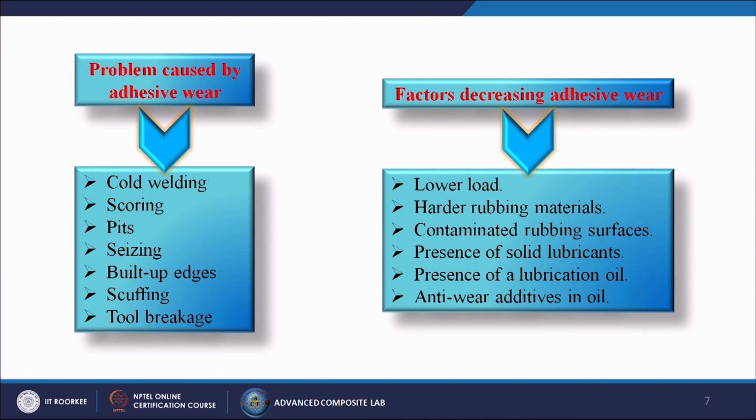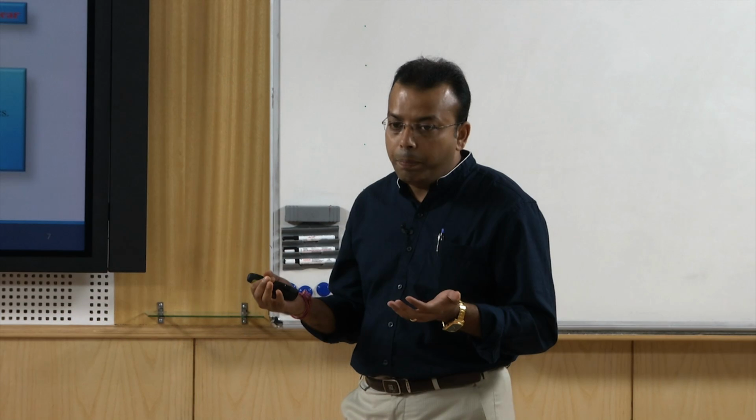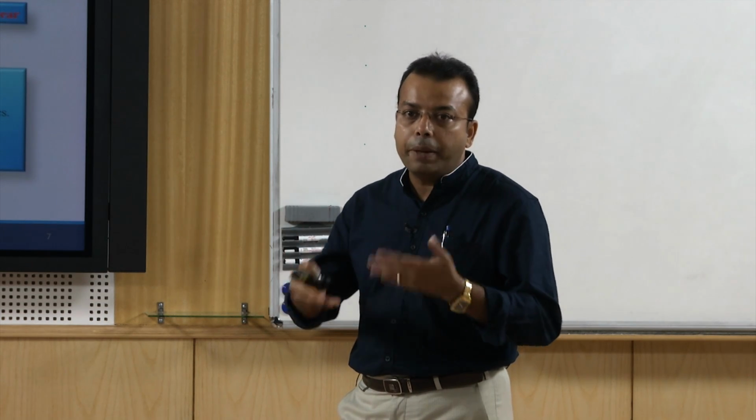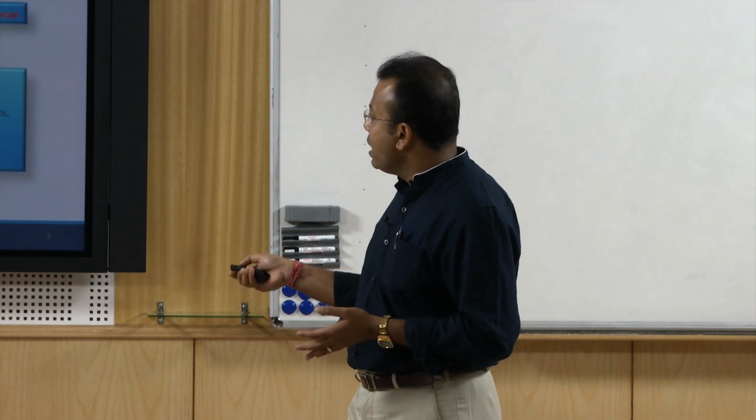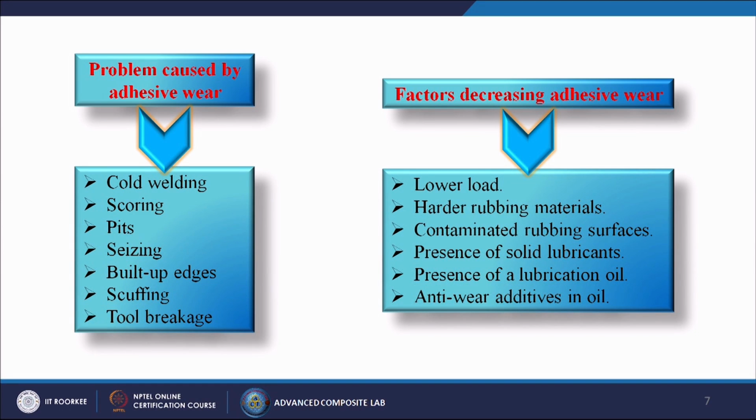Factors decreasing adhesive wear: lowering the load, using harder rubbing materials, contaminated rubbing surfaces, any kind of lubrication, and the presence of solid lubricants, which can be melted automatically when the temperature is raised at that particular juncture. Also, the presence of a lubricating oil which can make the material more slippery, and anti-wear additives in oil.